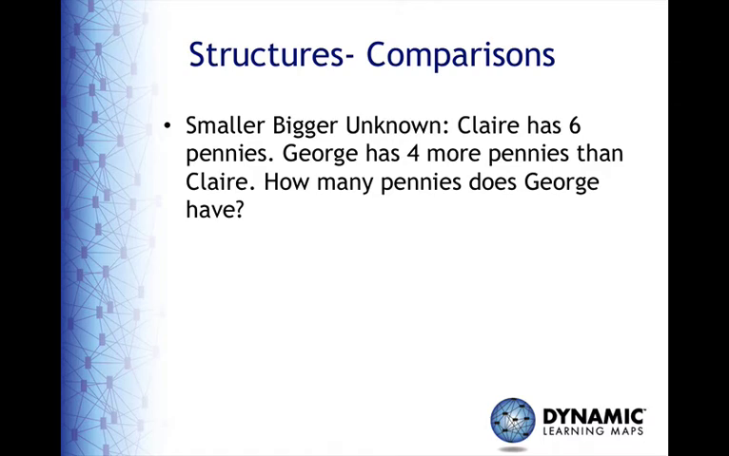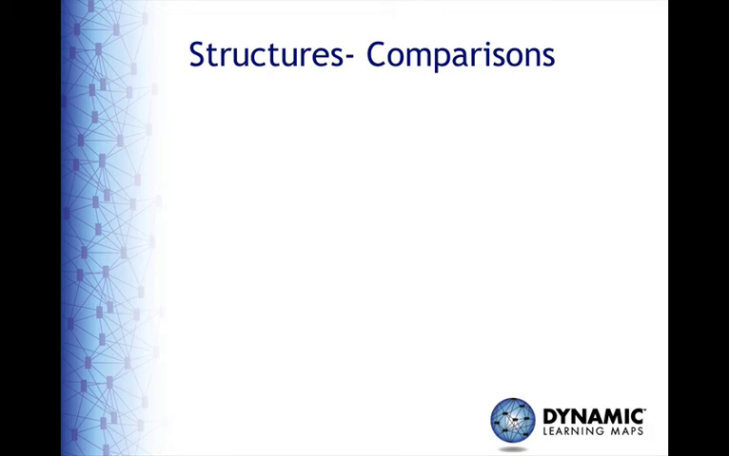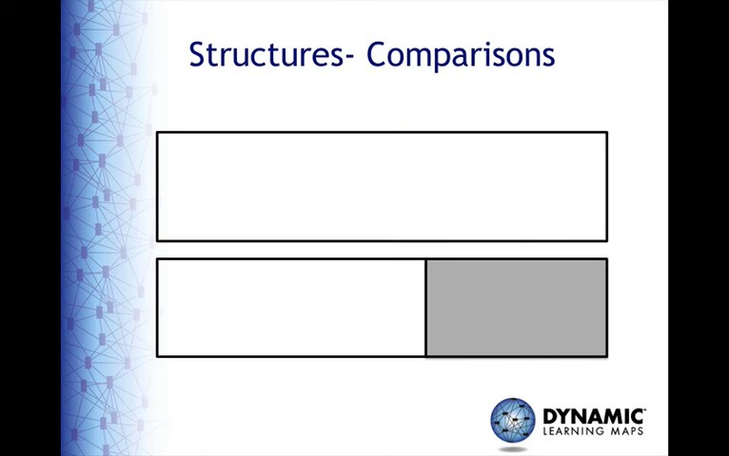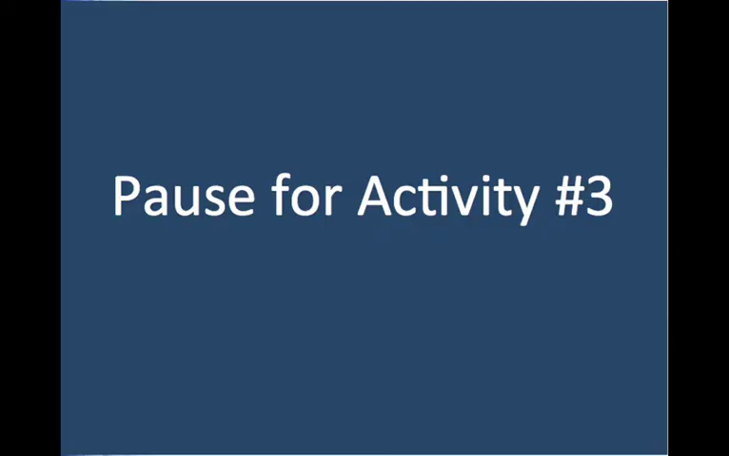Take a look at this problem. Claire has 6 pennies. George has 4 more pennies than Claire. How many pennies does George have? In this problem, we know the smaller number, and we know the difference. When you combine them, you find the quantity of the bigger number. Pause for Activity 3.